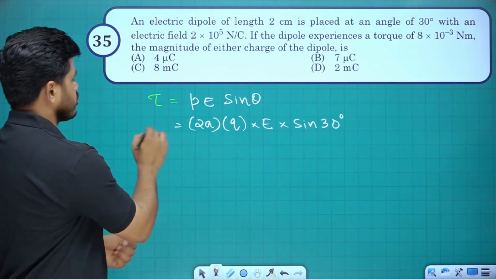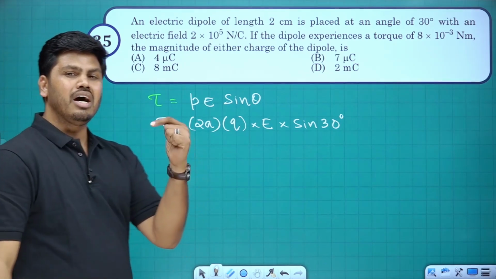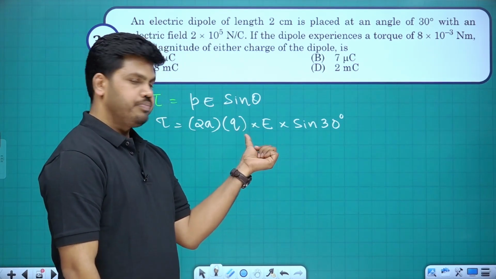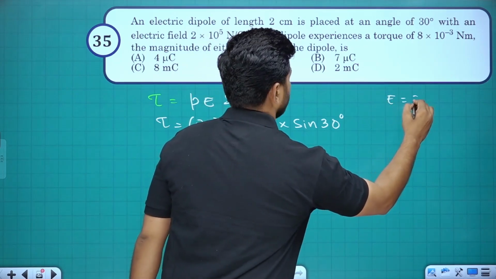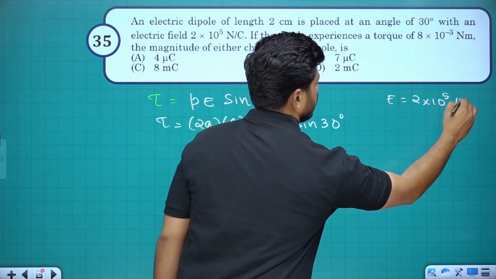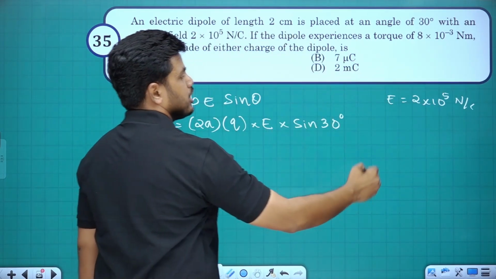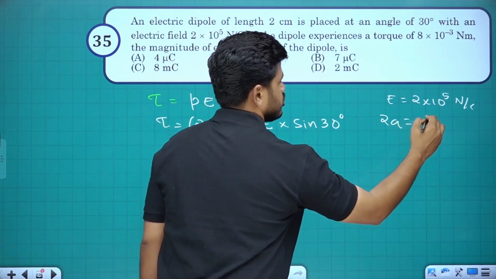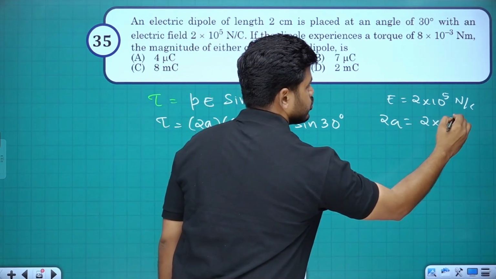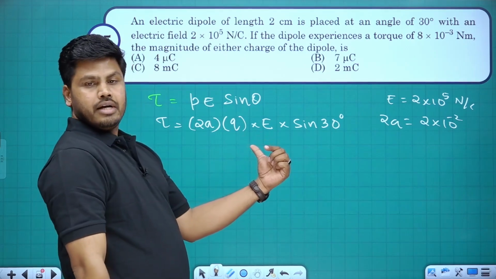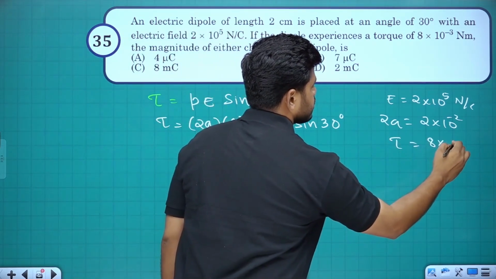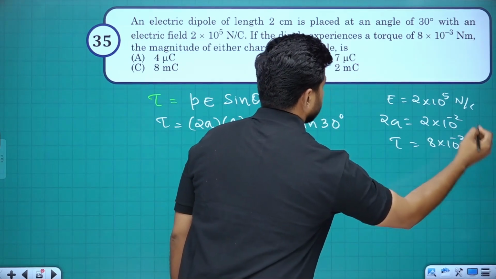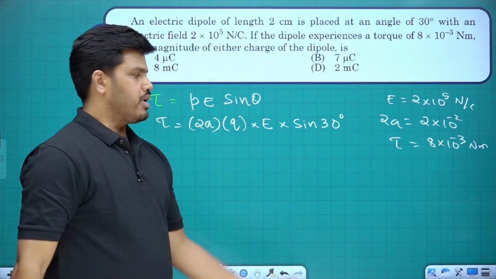You are given the torque also. The torque value is given. The only unknown quantity here is q, right? Because E is given. What is your E? E is 2 into 10 raised to 5 Newton per Coulomb. And the length of the dipole 2a is given as 2 centimeters, 2 into 10 raised to minus 2. And theta is given as 30, sine 30, I told you already. And the torque value is 8 into 10 raised to minus 3 Newton meter. So we have all the values.